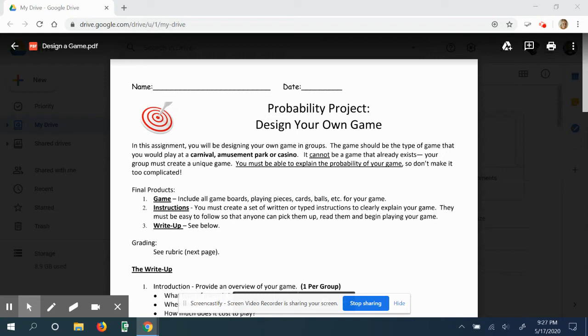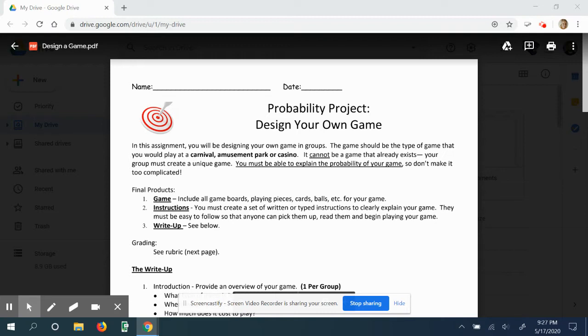So you're going to have the week to work on it. You'll have the rest of today, and then you'll have Tuesday, Wednesday, Thursday, and Friday to complete it. And you have to post your write-up of your game and any pictures or descriptions of your game on our discussion board by Friday at 10 p.m.